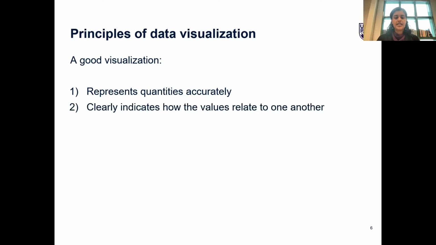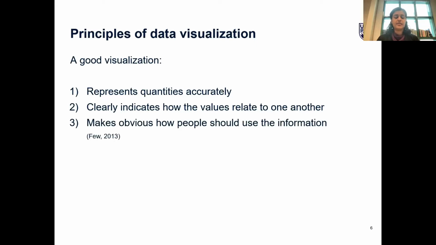The second point, which is often more challenging, is clearly indicating how the values are related to one another. So how are the different points on your graph, how are the different pieces of your visualization related, and how have you made that clear to the audience? Is it clear to the audience how those different pieces are related to one another? And related to that, the third point is making it obvious how you're meant to use the information in this visualization. So drawing attention to the pieces that are important, making sure that those are highlighted and clearly labeled.